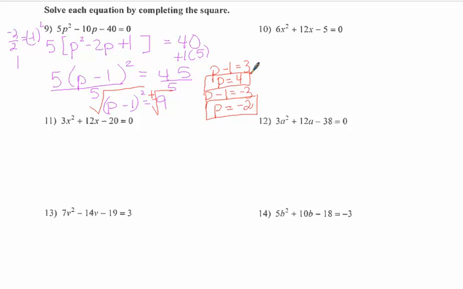So let's look at number 11. I'm going to go ahead and do that. I start by taking out my 3. x squared plus 4x, leave a space, equals 20, because I took a negative 20, I made it a positive 20. Now, what number do I add to both sides? I take the 4, because it's the number in front of the x. I divide by 2, I get 2, I square it, and I get 4. So I'm going to add 4. And then over here, I'm going to add 4 times 3.